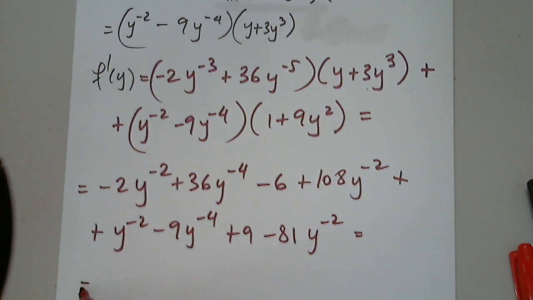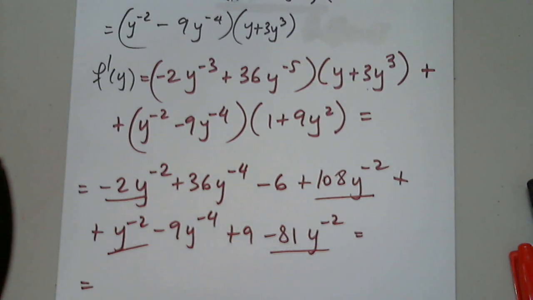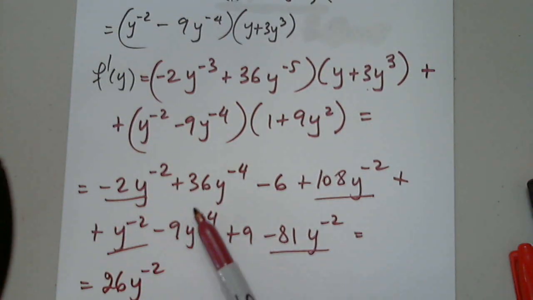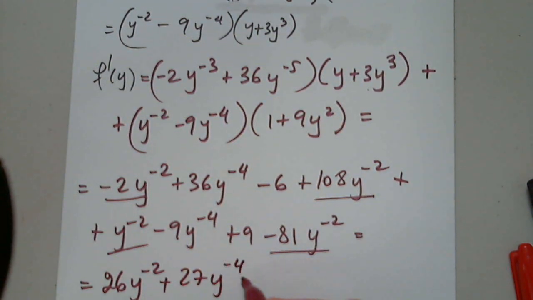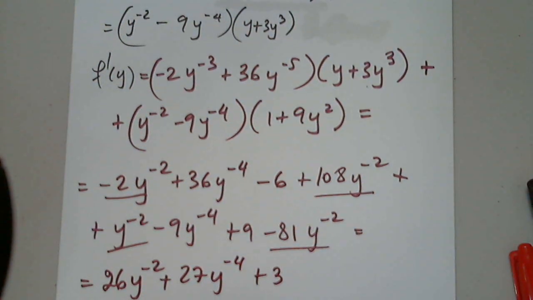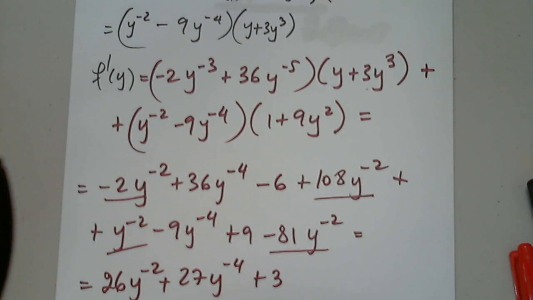Okay, perfect. So negative 2, negative 2, negative 2, negative 2. So these are all like terms. So 108 minus 81, I think it's 27. 27 minus 1 is 26. Y to negative 2. These two, 36, these are like terms. 36 minus 9. Right? Are you with me? 27 plus y to negative 4. And this plus 3. Now we can also change it into a fraction, or is this good enough?